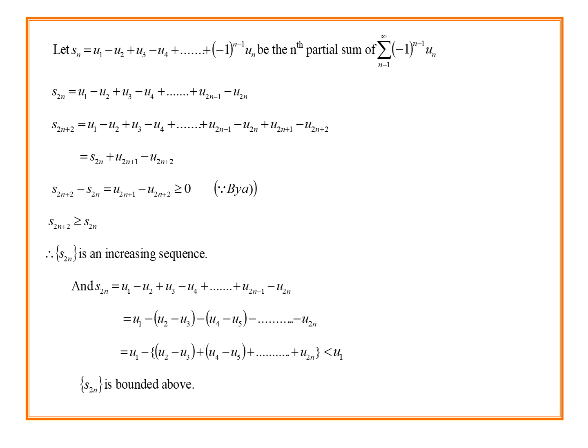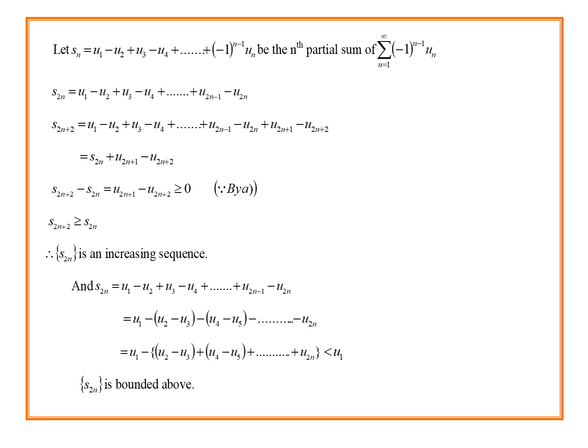By the first condition, that value is always greater than or equal to 0. Based on that we get S of 2n plus 2 greater than or equal to S of 2n. So what you observe is that it is an increasing sequence. Therefore the sequence S of 2n is an increasing sequence.